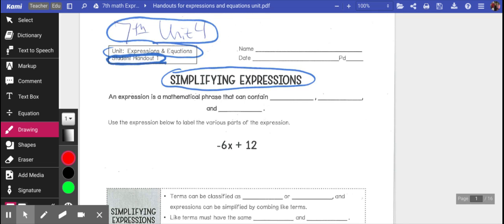Okay, this unit, Unit 4, is on expressions and on solving equations.